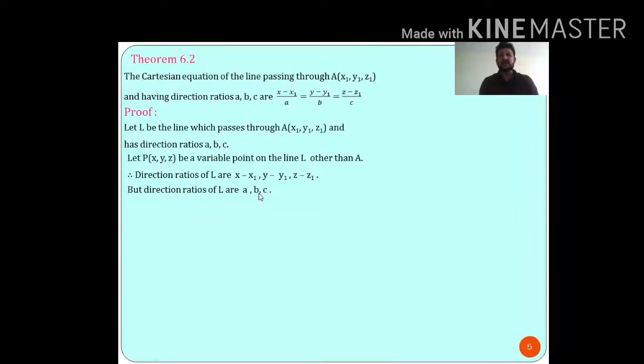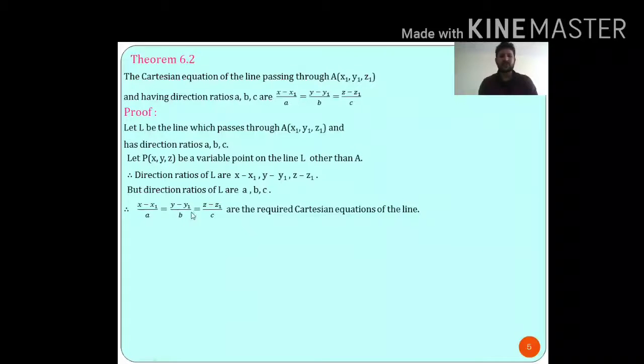So they can be expressed in terms of ratios. The proportionality value can be taken as lambda. Therefore, we can write (x minus x1) upon a is equal to (y minus y1) upon b equal to (z minus z1) upon c. This is the required Cartesian equation of the line.